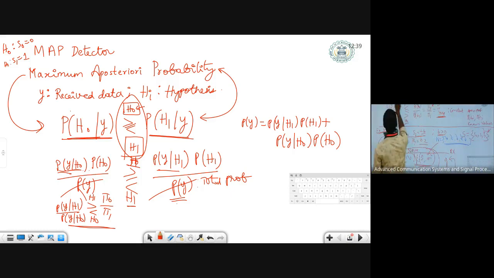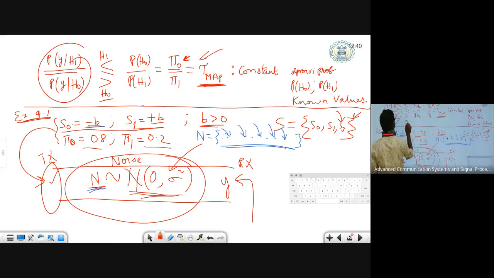So if this term is greater, that means here I should have h1. Am I right or wrong? Yes, sir. Am I right or wrong? Yes, sir.